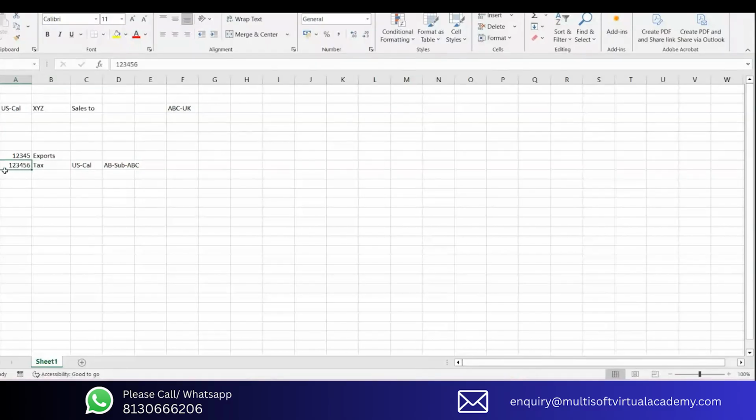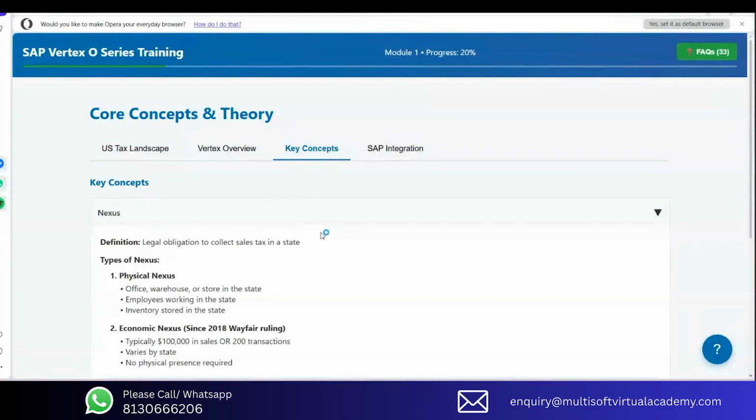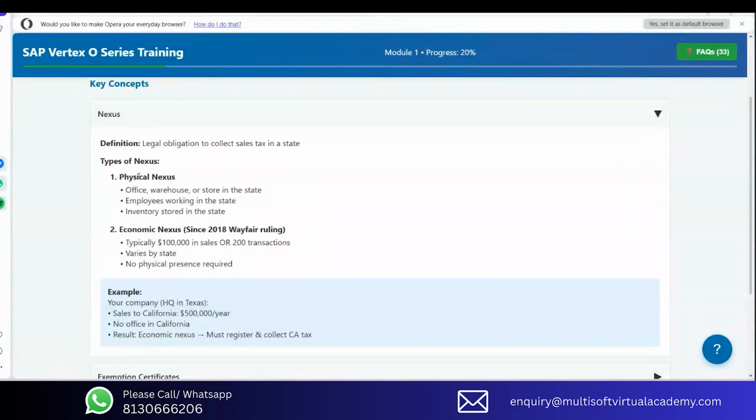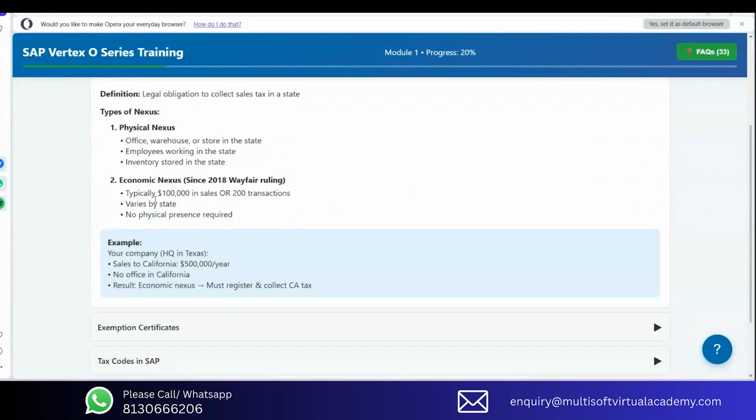Vertex. So when you enter the sales order, what will happen? It will go and read whether it comes to 1, 2, 3, 4, 5 or 1, 2, 3, 4, 5, 6. That is called physical nexus. Now you understand, correct? Physical nexus. See, economic nexus.